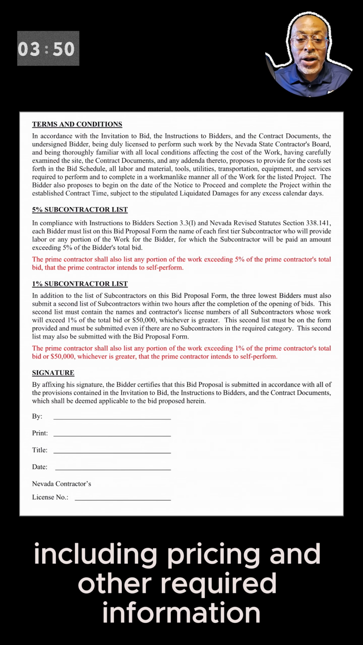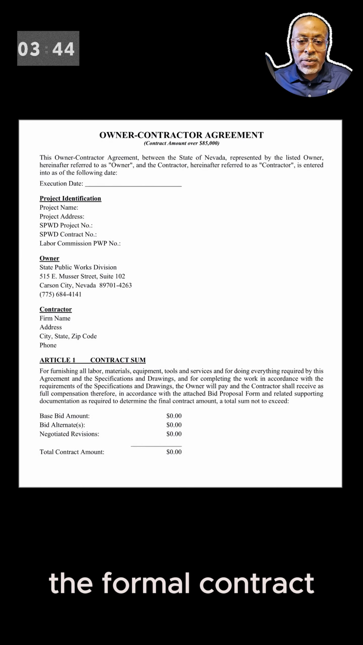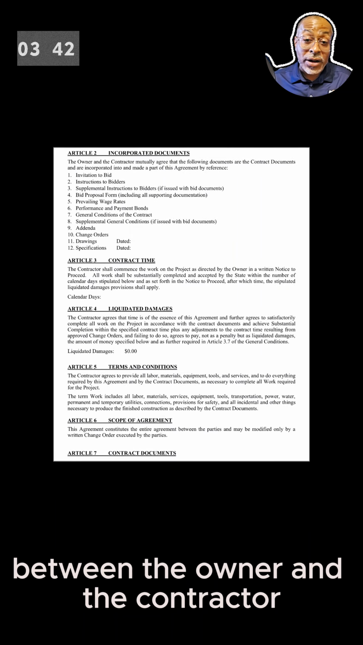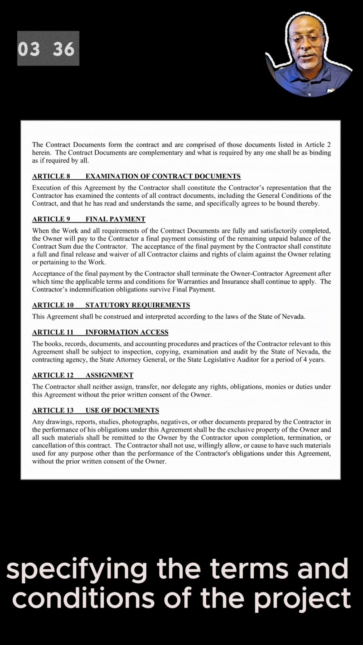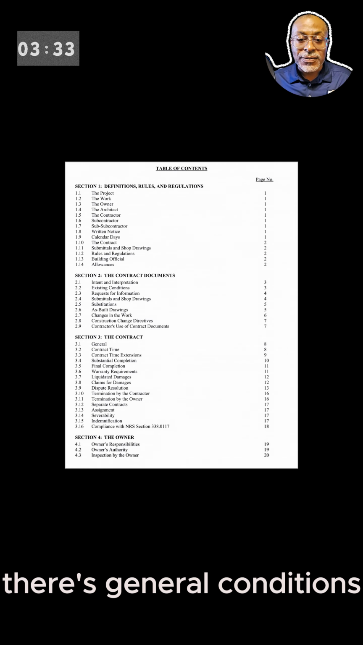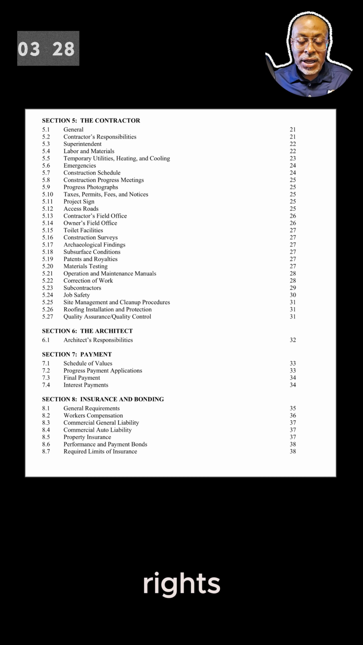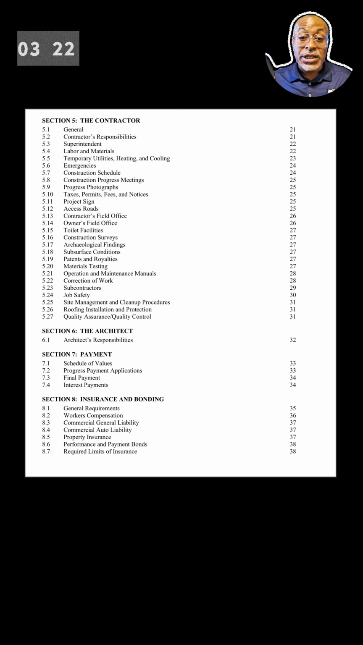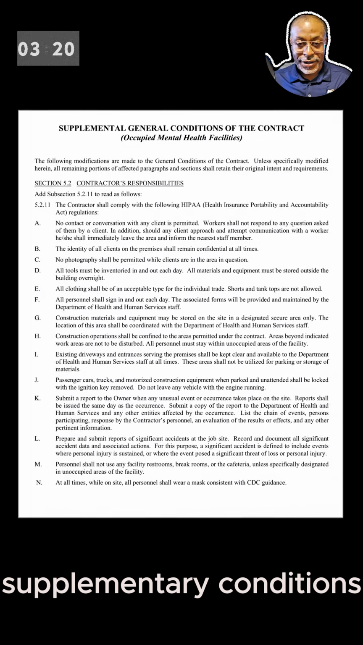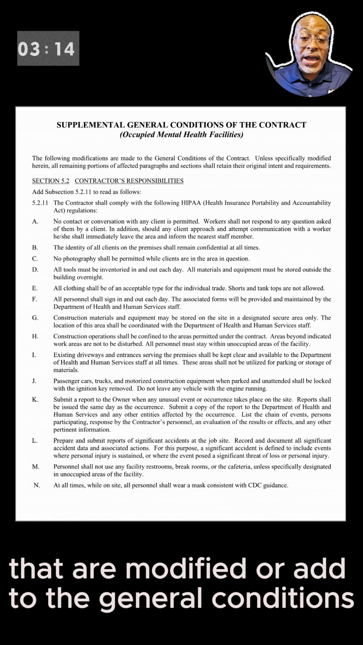and other required information. There's a contract agreement, the formal contract between the owner and the contractor, specifying the terms and conditions of the project. There's general conditions, standard clauses outlining the responsibilities, rights, and obligations of all parties involved in the project. Supplementary conditions. These are additional project conditions that are modified or add to the general conditions.